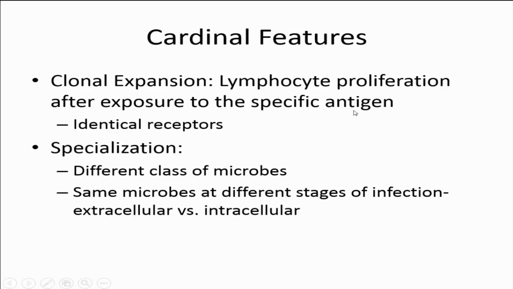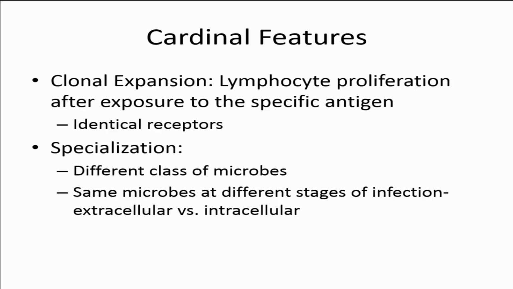So once the TCR or BCR is bound to the antigen using its epitope, as we saw, there is proliferation of those specific lymphocytes. And the whole clone has these lymphocytes, they have identical receptors on them.